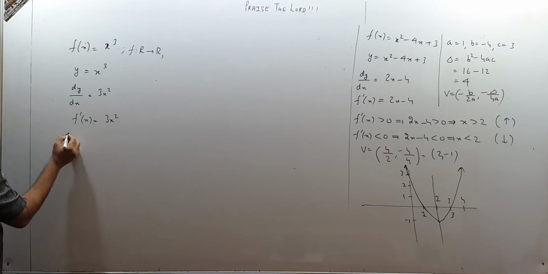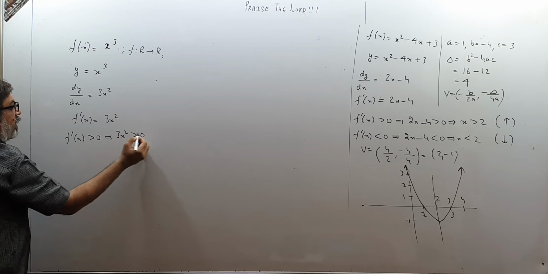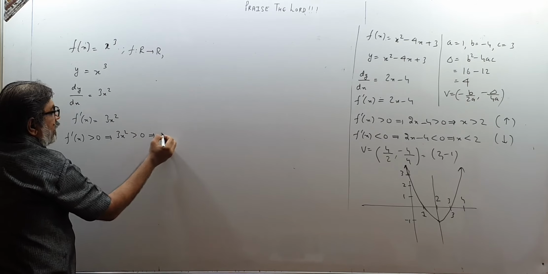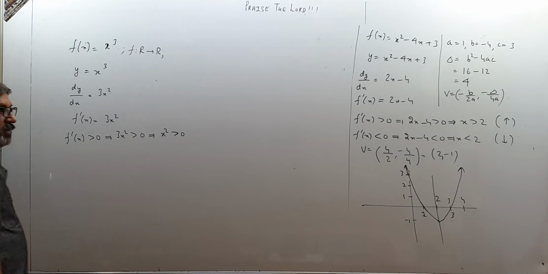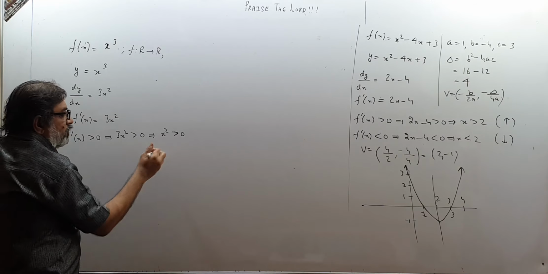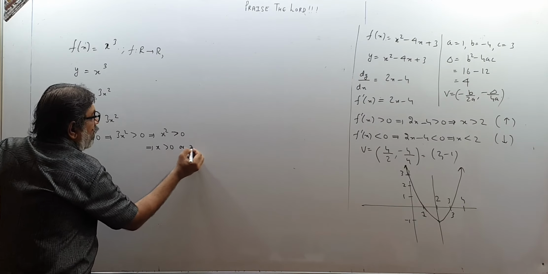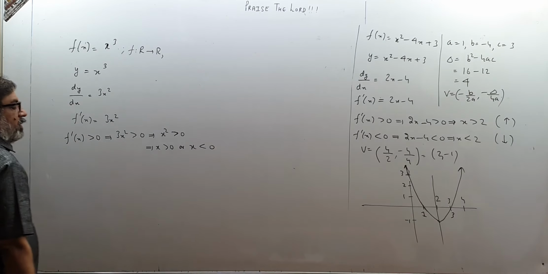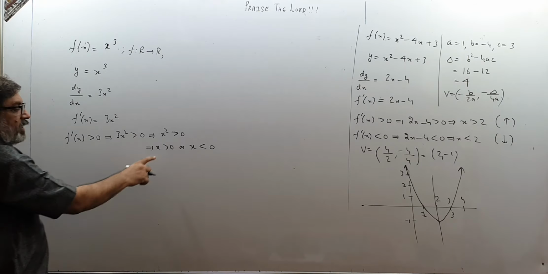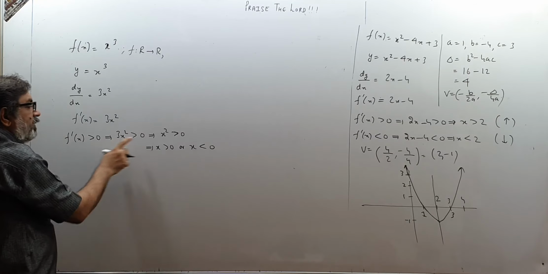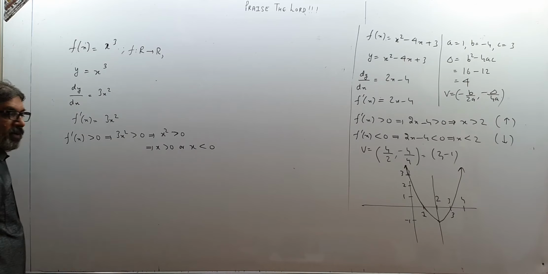If I want to check where it is increasing, I will put f dash x greater than 0. That will mean 3x square greater than 0. That will mean x square greater than 0. That means x can be any positive number or negative number. Any positive or negative number, square will be positive. So that implies x is a positive number or x is a negative number. Any number. Only for x equal to 0, f dash x will be 0. But for any negative number and positive number, f dash x will be positive.